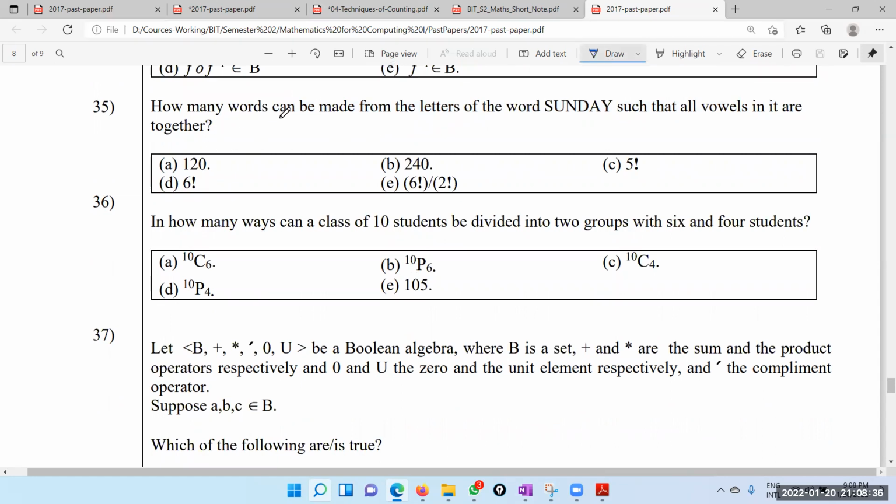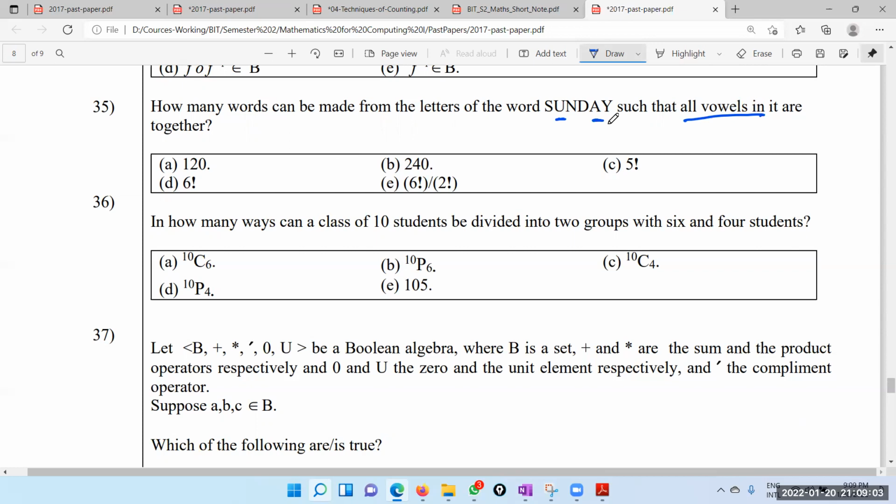How many words can be made from letters of the word Sunday such that all vowels in it are together? That means the vowels are in one place. The vowels cannot be separated. The vowels here are U and A, so U and A stay together. A word like Sunday is not allowed, because in Sunday the U and A are not together.